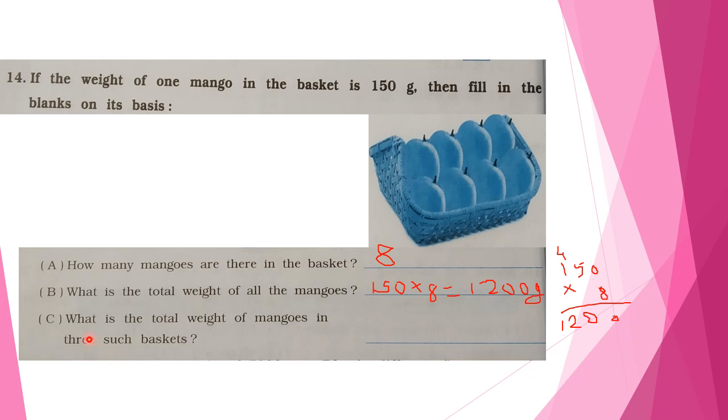Now, question number C. What is the total weight of mangoes in 3 such baskets? This is weight of one basket, that is 1200 gram. We have to find weight of 3 such baskets. So what do you have to do? One mango weight is given, 150 gram, and we found one basket of mangoes. So we got 1200 gram, and we have to find 3 such baskets. So what do we do? We should multiply. So that is 1200 multiplied by how many baskets? 3 baskets. So just multiply by 3.